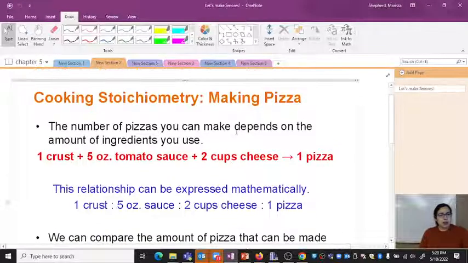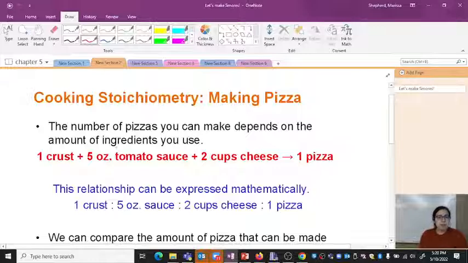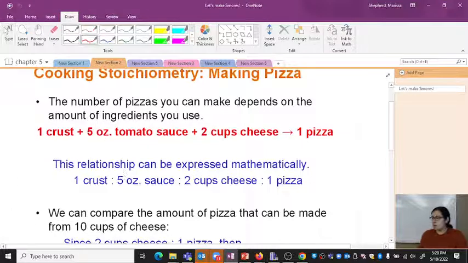And so let's look at our pizza recipe here. And of course, the number of pizzas we can make depends on the amount of ingredients we have. And so this is our balanced chemical equation for making a pizza. So we have 1 crust plus 5 ounces of tomato sauce plus 2 cups of cheese give us 1 pizza.